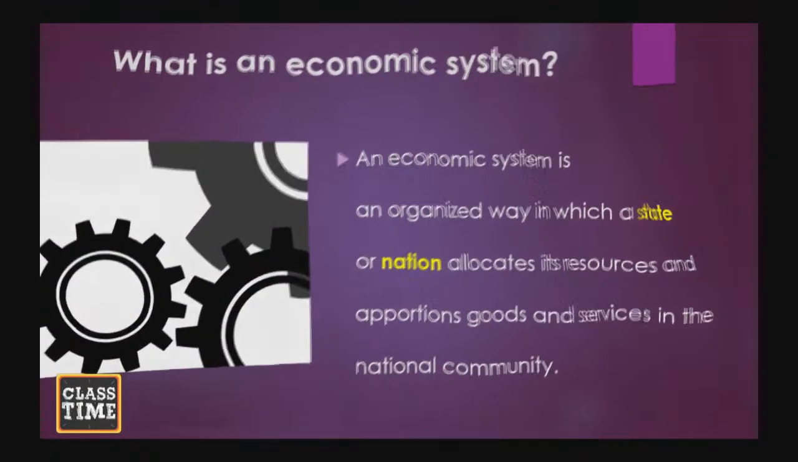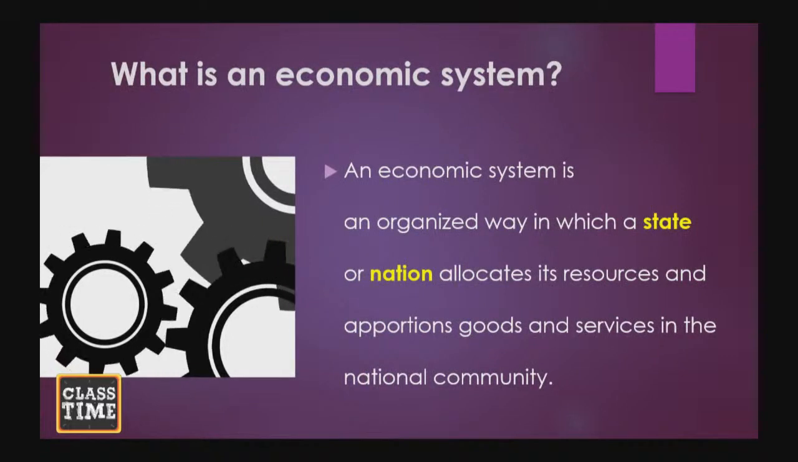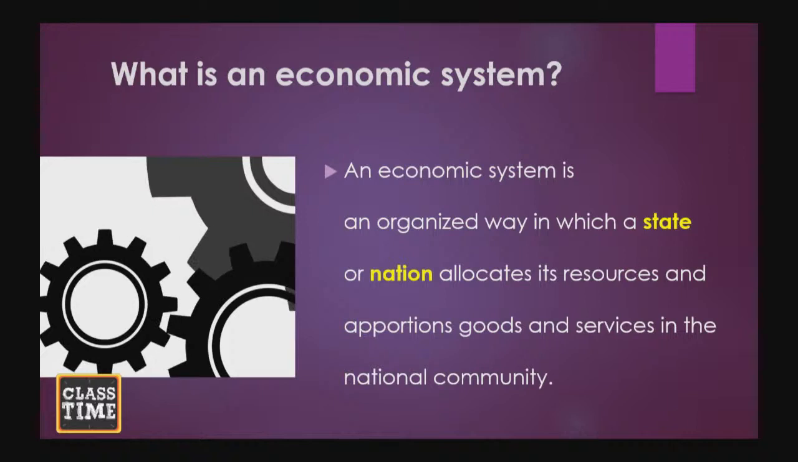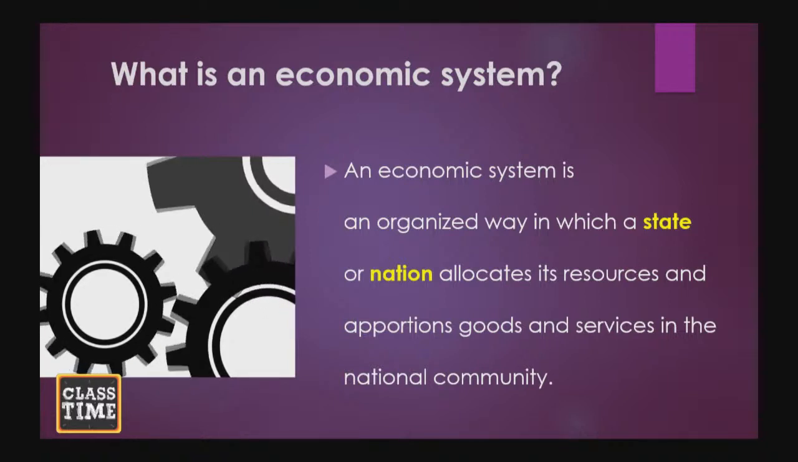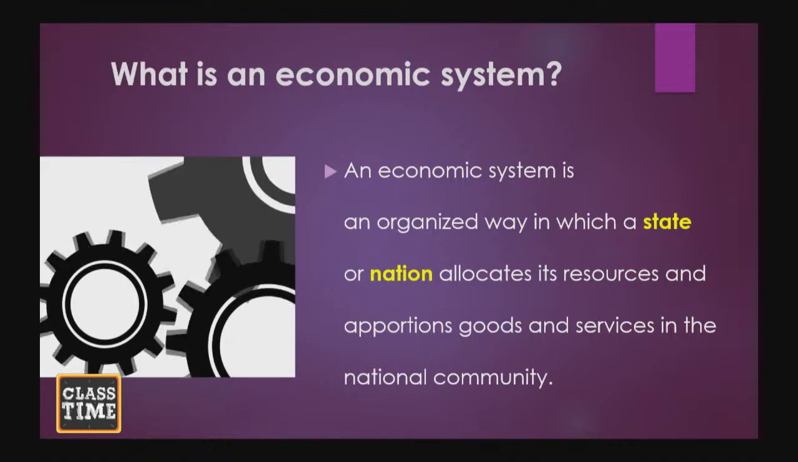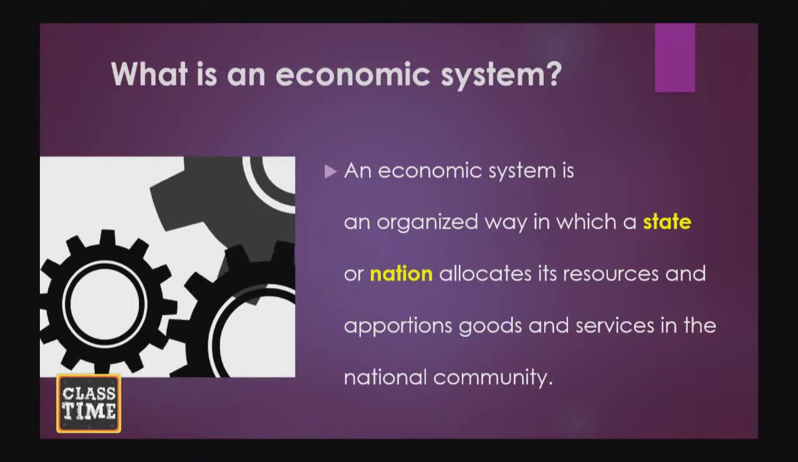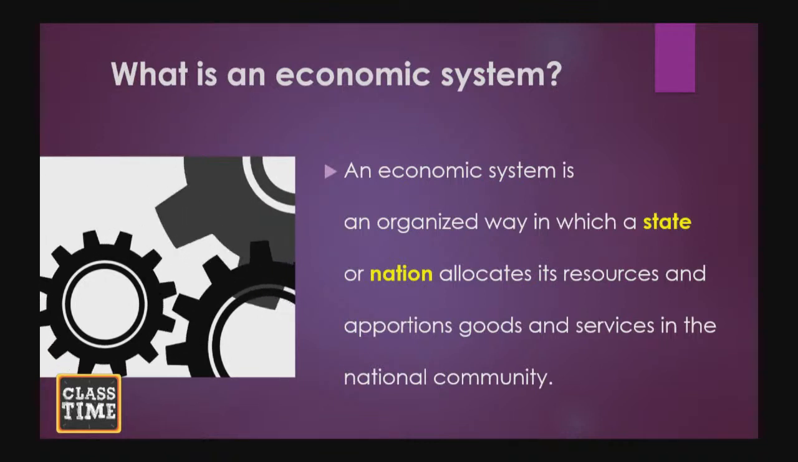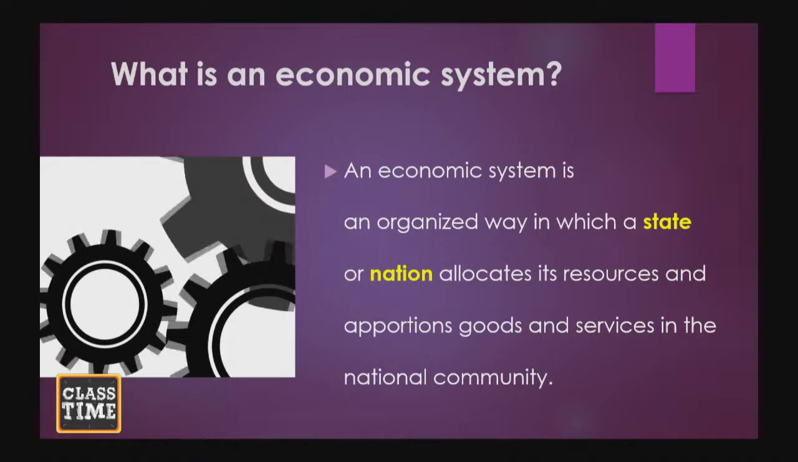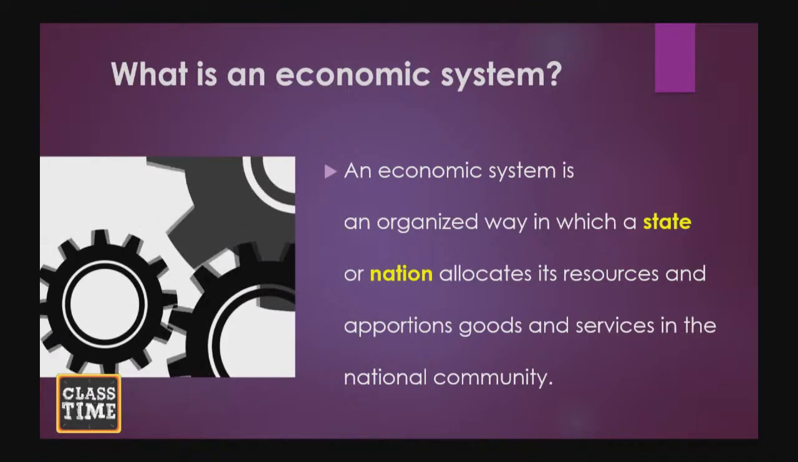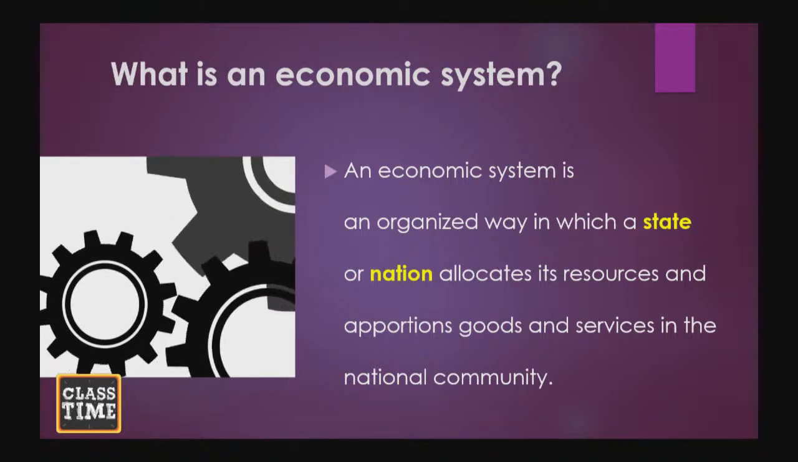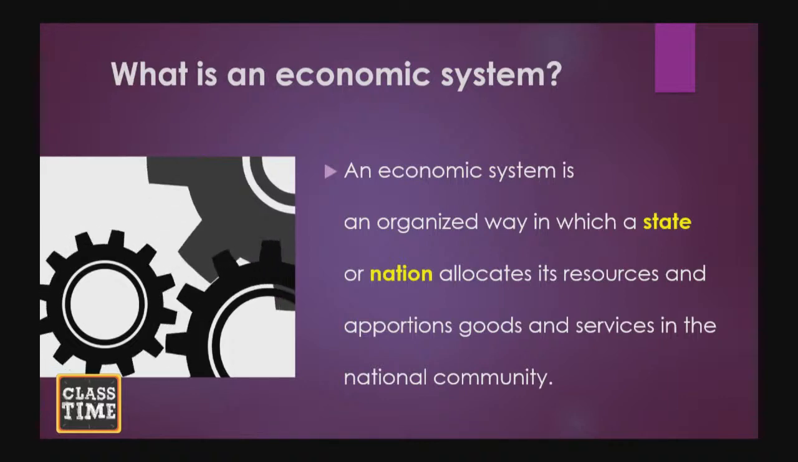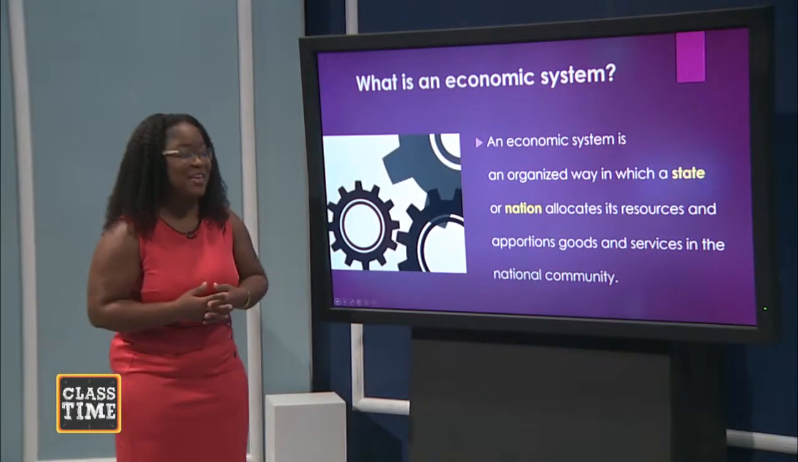So to get started, we are going to be looking at the definition of an economic system. We say an economic system is an organized way in which a state or nation allocates its resources and apportions goods and services in the national economy. And if you remember the definition of economics, you'll realize that some of it is brought out in this definition, because in the study of economics, we are looking at how we are able to create wealth from scarce resources, how we're able to allocate scarce resources to satisfy all the unlimited wants and needs that we have.